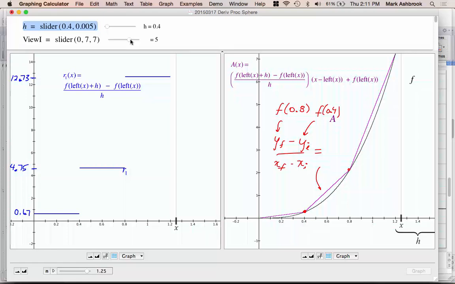Yes, sir. Since R sub 1 of x, is that requiring... It's everything. So R sub 1 of x is this whole step function. When x is 0.2, you're going to get 0.67. When x is 0.713, you're going to get 4.75. When x is here at 1.03, you're going to get 12.73 from that function.